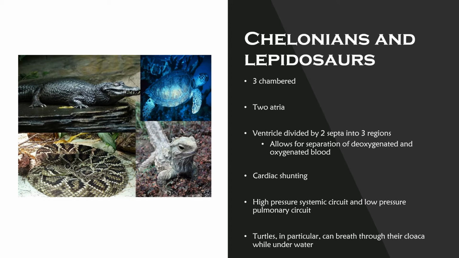If we look in the case of the turtle, turtles will often spend a good amount of time underwater. And they don't have gills, so they have to do gas exchange through a different process. They actually use what's called cloacal respiration. And so shunting of blood through the ventricle and cloacal respiration are going to go hand in hand for breathing in certain instances where air is not available.